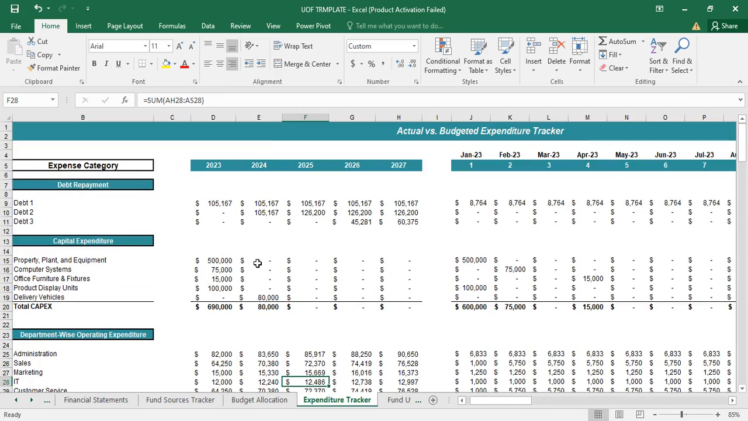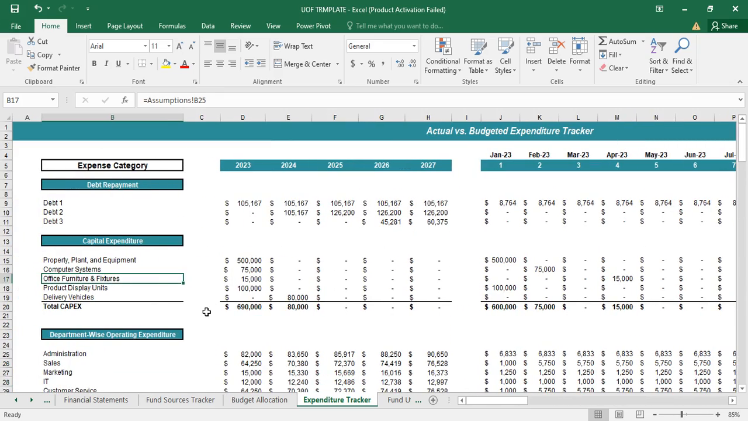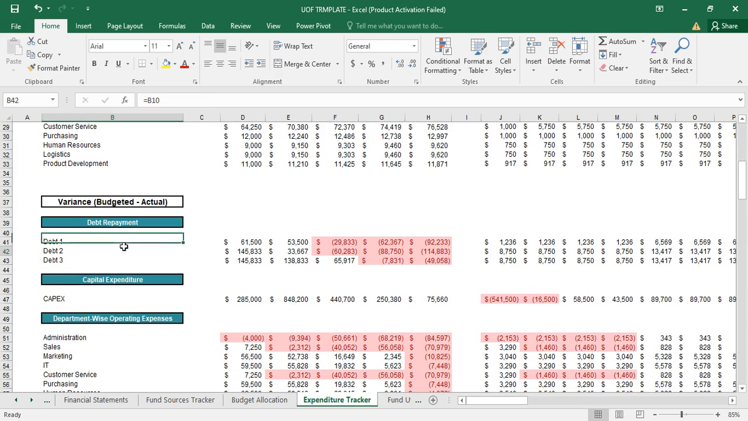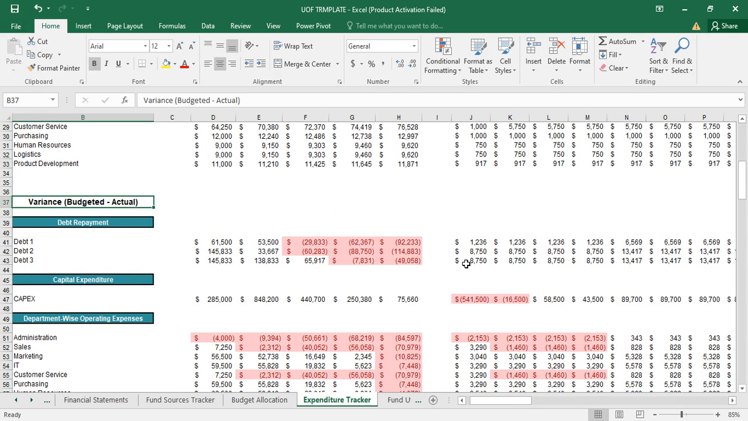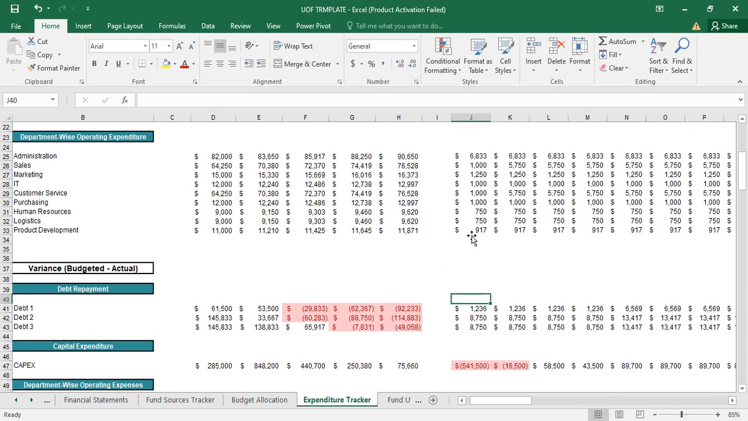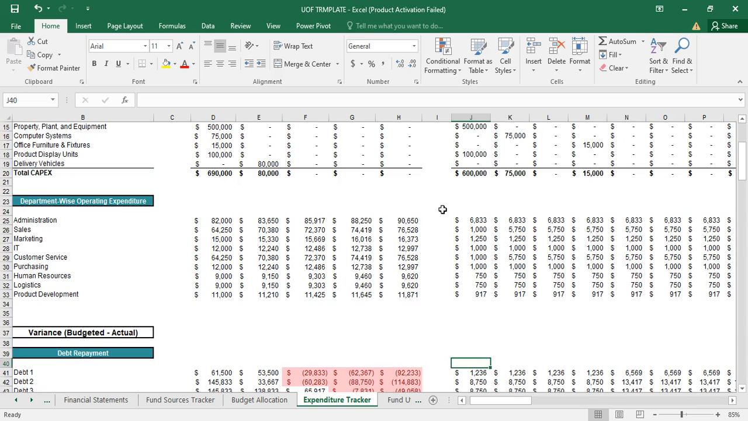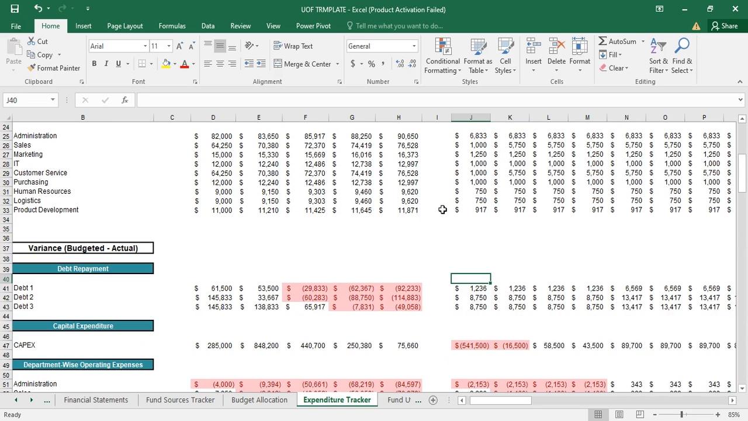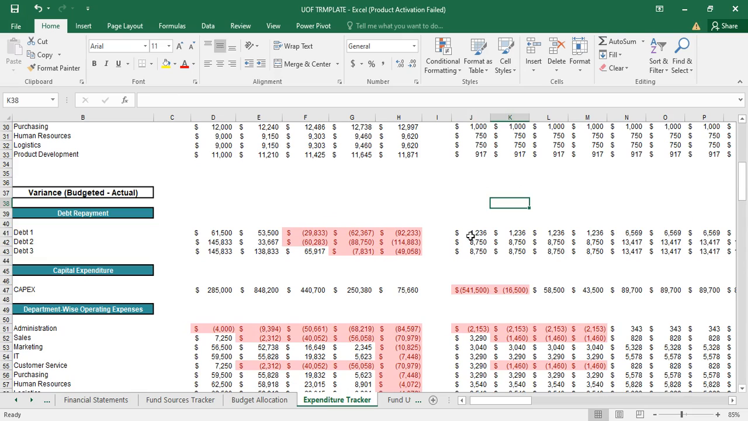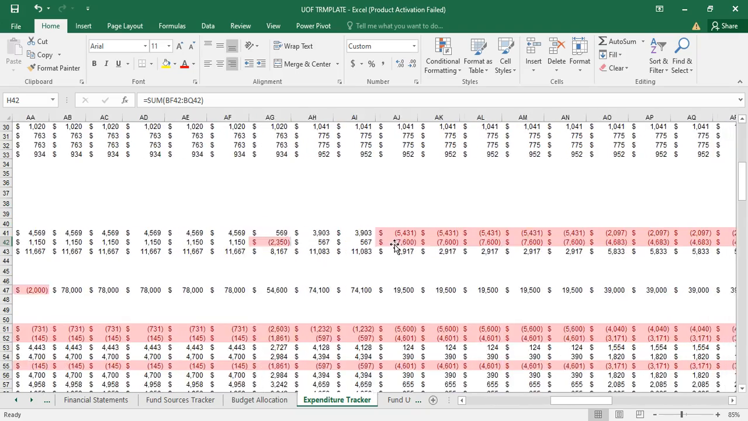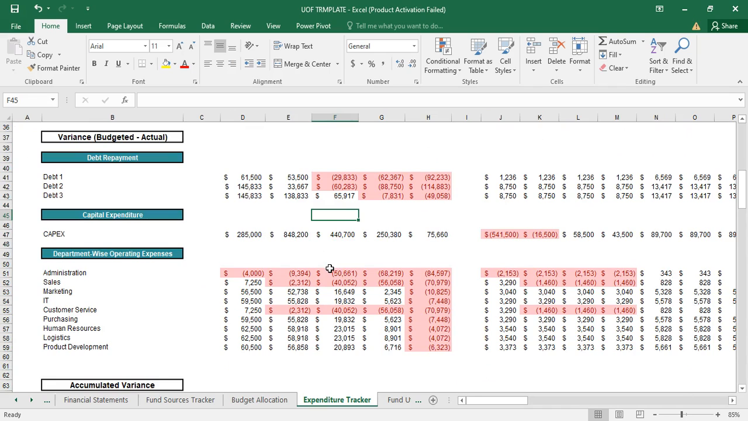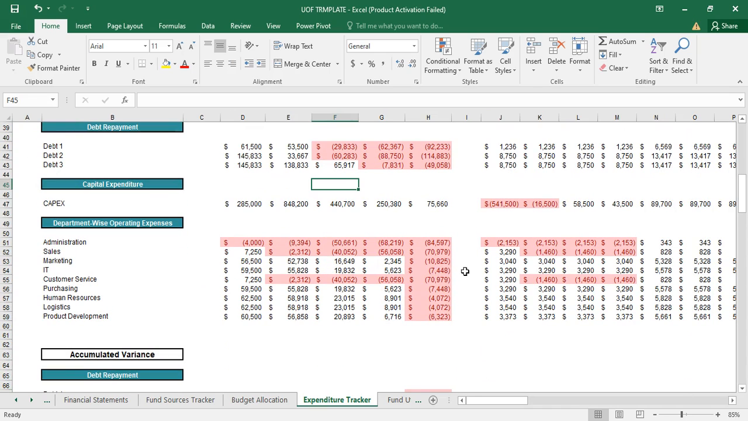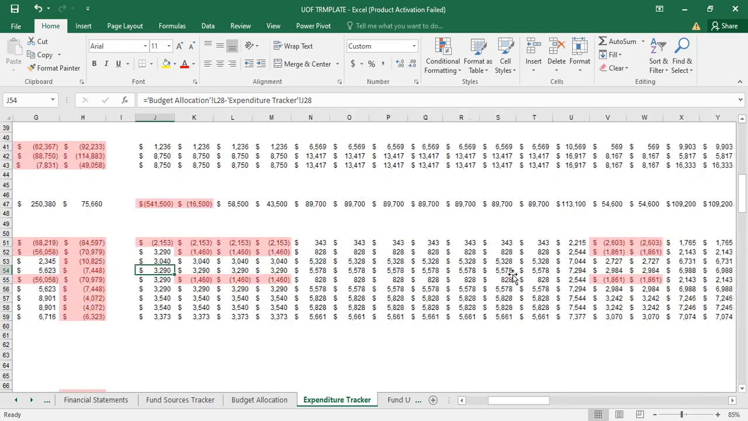Once we have calculated the actual expense, then we have calculated variance, that is budgeted minus actual. So we have subtracted the allocated budget from the actuals. Basically, we have subtracted the actual expense from the budgeted allocated expense to arrive at the variance, how our actual expense is deviating from the budgeted expense. Here you can see that light red cells represent that we don't have enough budget to cover this expense.